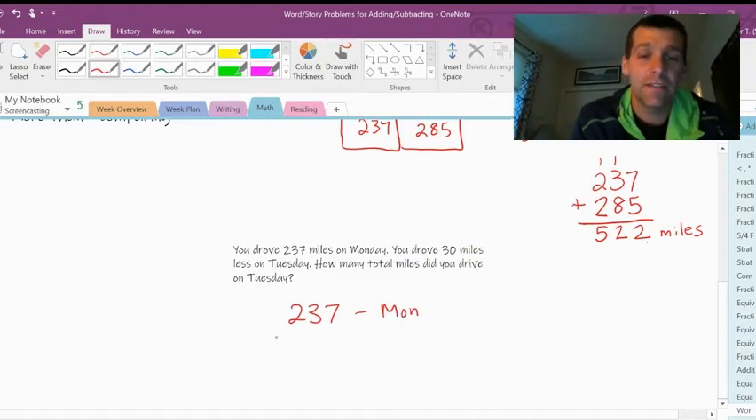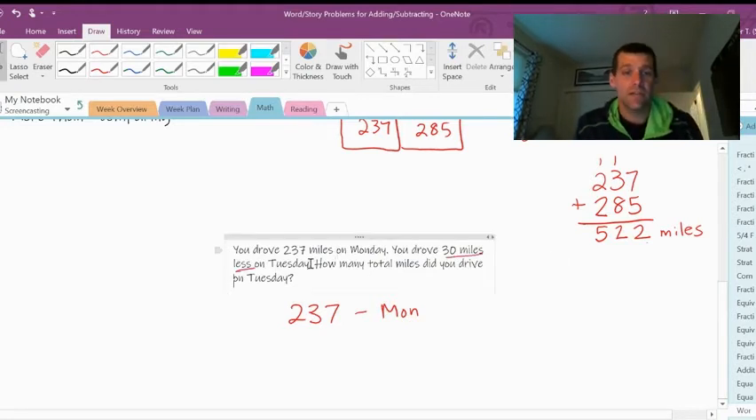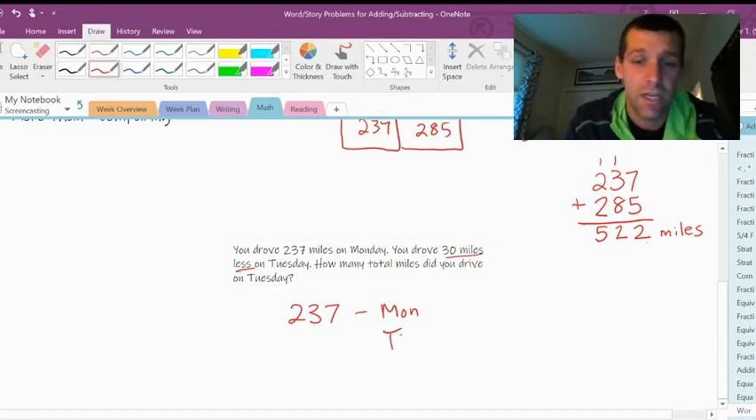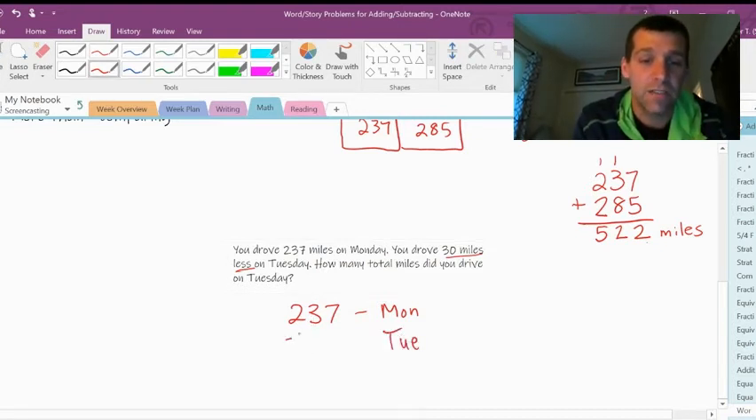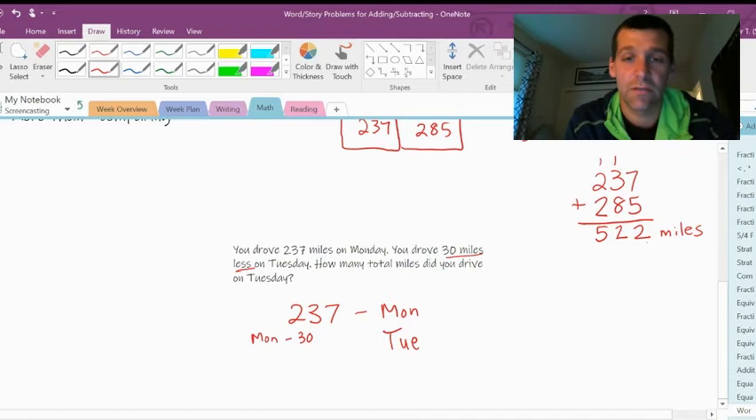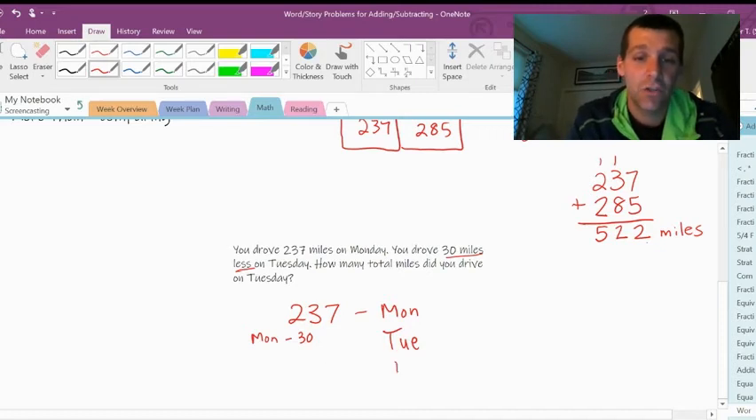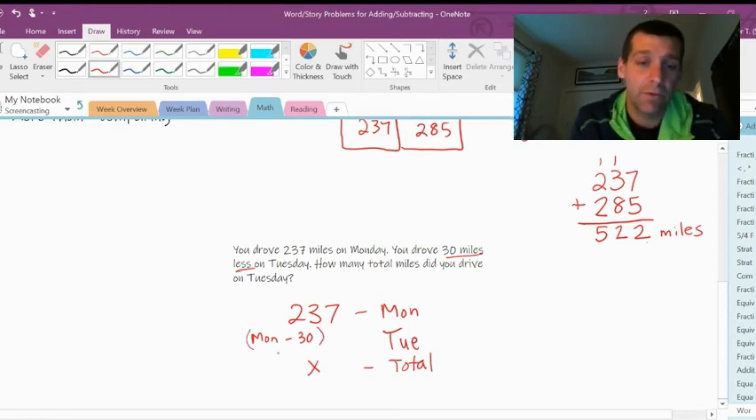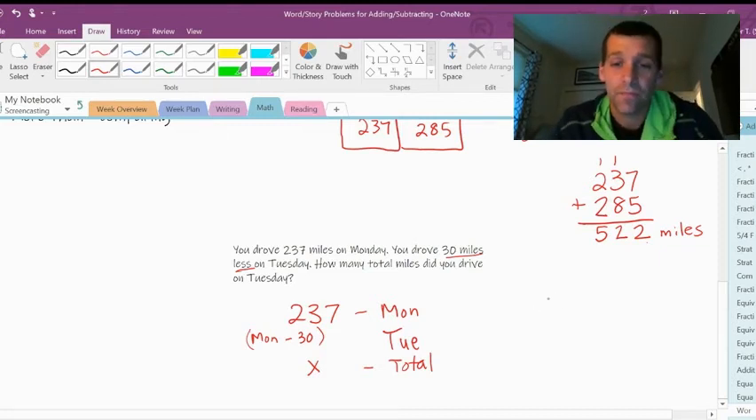Okay. And then here, Tuesday, I have this less, 30 miles less. 30 miles less than what? Oh, you drove 30 miles less on Tuesday. Okay, so Tuesday here I know is minus 30. It's Monday minus 30. Looks like that there. And then my total in this case is a question mark or an X. I don't know what that is because I know that this here was Monday and I got rid of my 30. I put a little parentheses around it so we can be really clear what we're talking about.